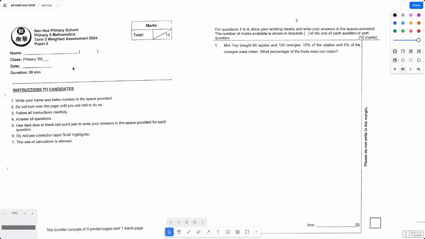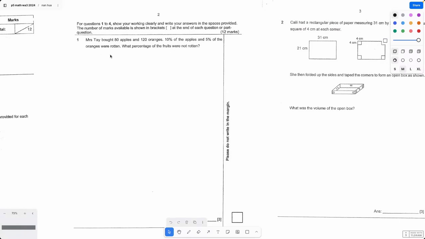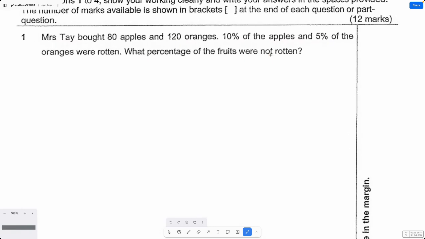Okay, let's move on to paper 2, question 1. Over here it says Mrs. Tay bought 80 apples and 120 oranges. 10% of the apples and 5% of the oranges were rotten. What percentage of the fruits were not rotten?